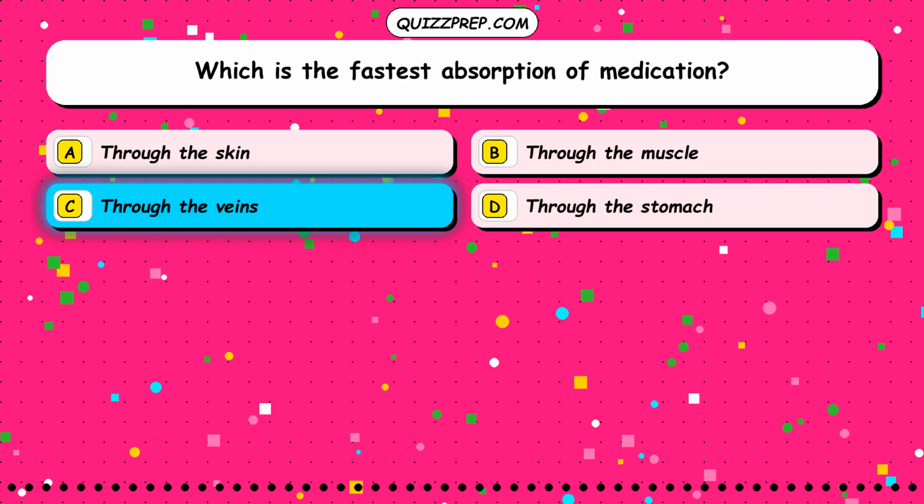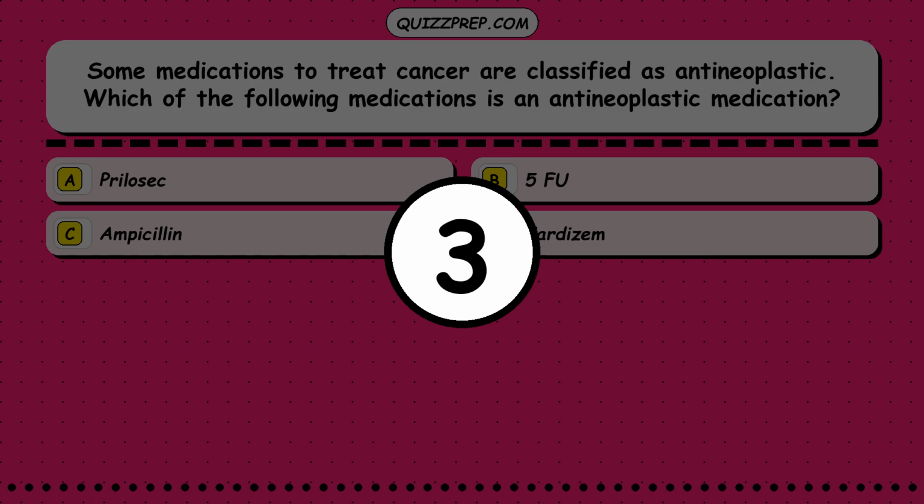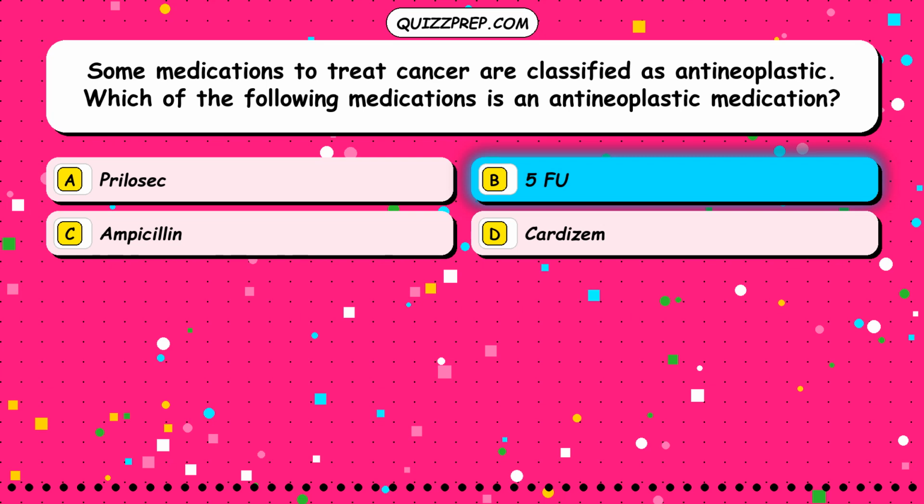The correct answer is option C. Through the veins. Question 252. Some medications to treat cancer are classified as antineoplastic. Which of the following medications is an antineoplastic medication? Option A. Prilosec. Option B. 5-FU. Option C. Ampicillin. Option D. Cardizem. The correct answer is option B, 5-FU.